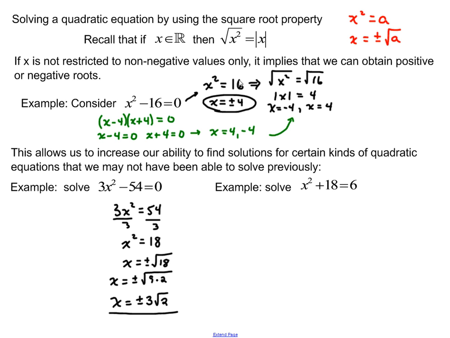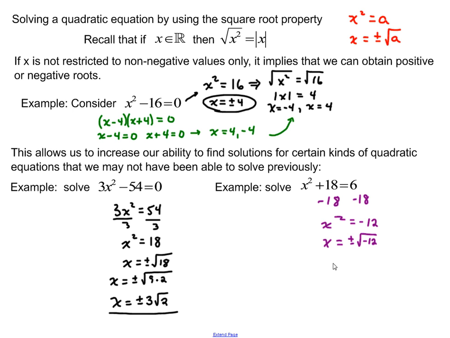All right, let's try another one right here. This time we've got x squared plus 18 is equal to 6. So this time I'm going to subtract 18 from both sides to isolate my x squared term. I'm going to find that x squared is equal to negative 12. Well, now we've got a little bit of a different problem this time because we've got a negative on the other side, but that's okay. If we don't limit ourselves to the set of real numbers, we can say that x is equal to positive or negative the square root of negative 12.